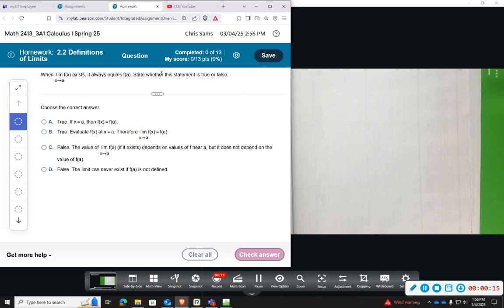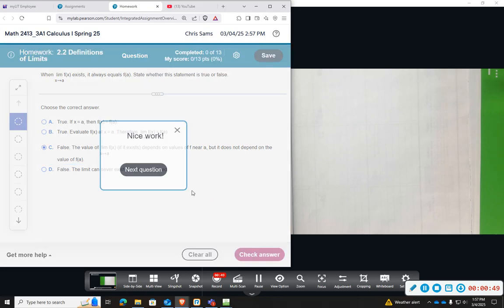So we're still developing the definition of limits and derivatives. At this point, we only know that the limit exists if both sides approach a point. So right now we say false. The value of the limit of f of x as x approaches a, if it exists, depends on the value of f near a, but it does not depend on the value of f of a. So right now that's what we know.